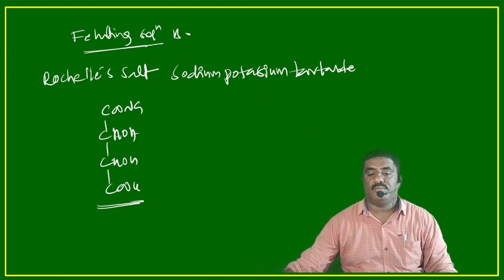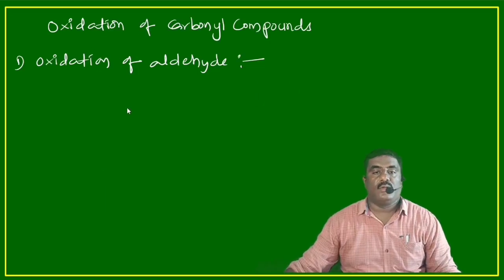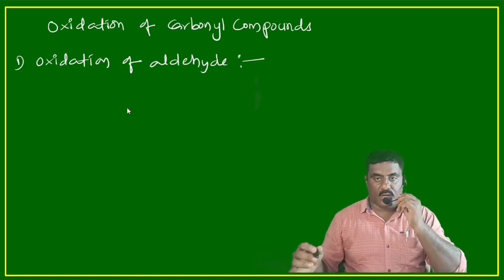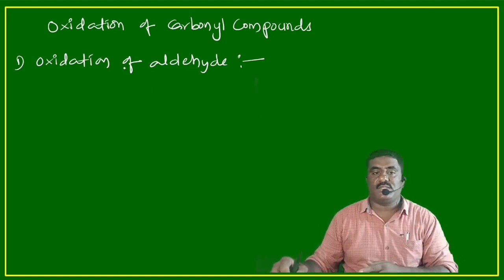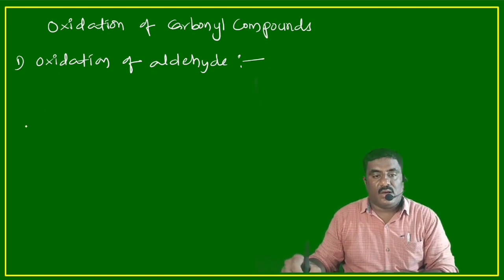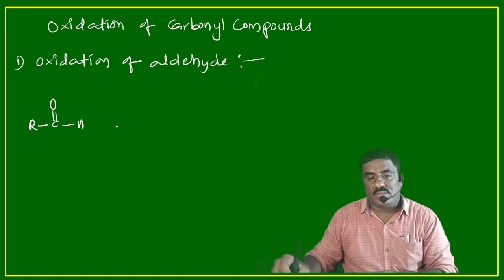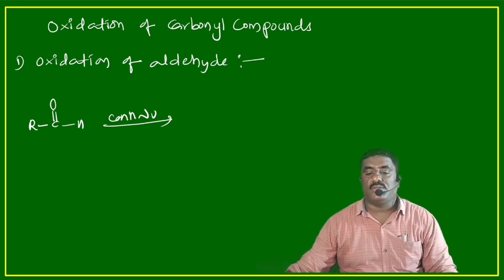Let's move on. Next, oxidation of carbonyl compounds. In oxidation of carbonyl compounds, the first one is oxidation of aldehyde, the C double bond O H group, in the presence of concentrated HNO3.